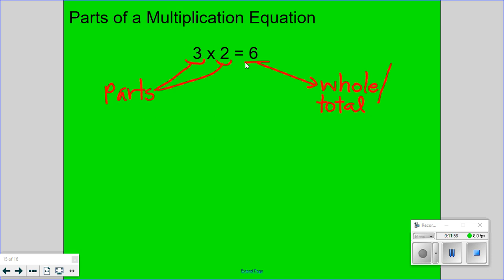We remember when we're adding, the name for the total in an addition problem is called a sum. Right? You've heard that before? It's not called a sum in multiplication, because I'm not adding. I'm now skip counting. It's got a different name. So our whole or our total is also called the product. That's what mathematicians call the total of a multiplication equation. You're going to see that. The product.